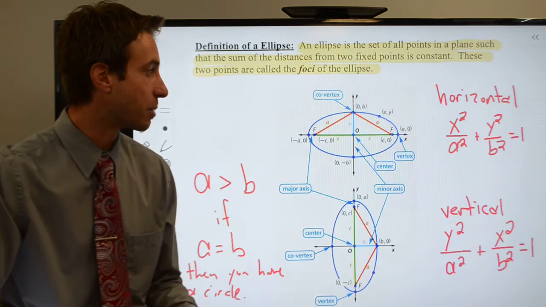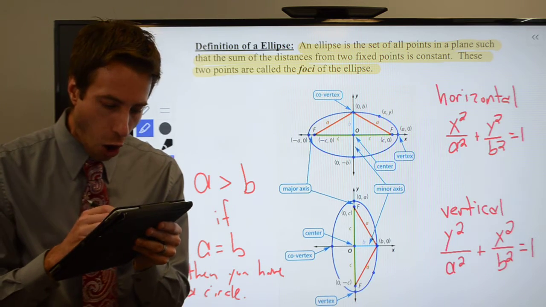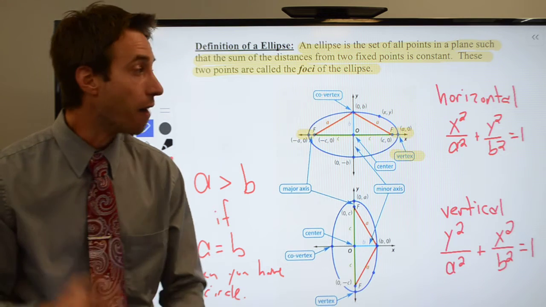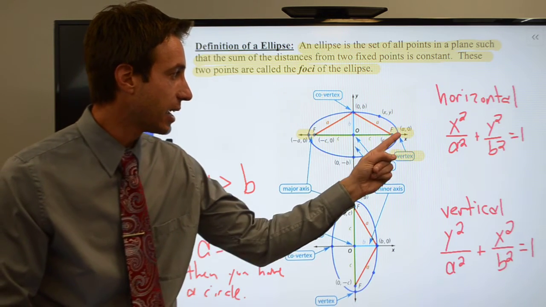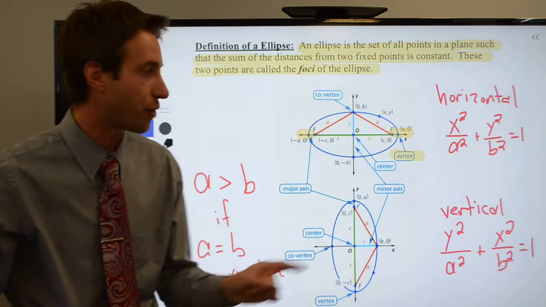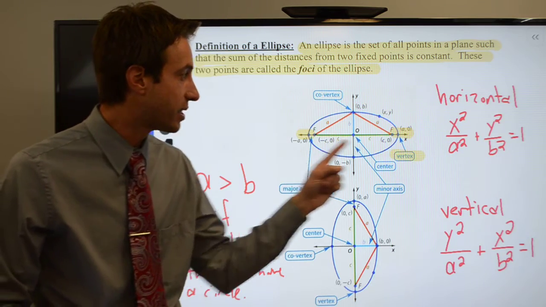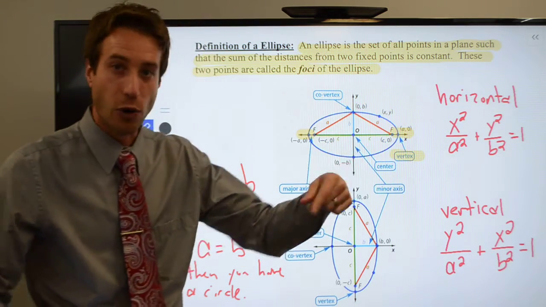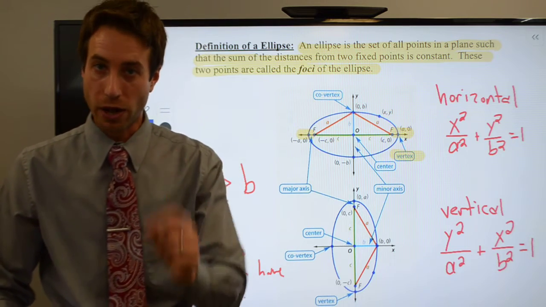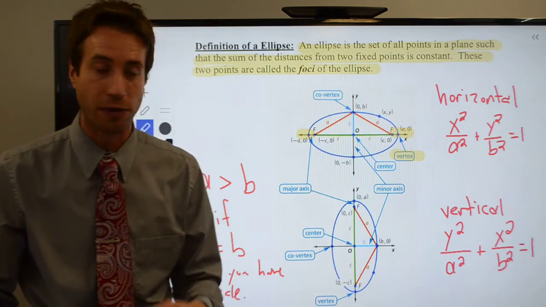Some other important things to point out here is this. The vertices are always on the end of the major axis, vertice and vertice. The foci will always be inside the ellipse. If you ever wind up with a foci outside the ellipse, you done goofed. So the vertices will be the points farthest out, foci will be just inside of that, and the foci must be on the major axis.